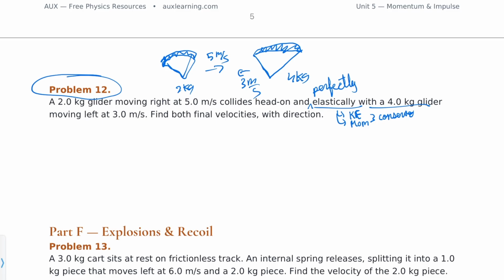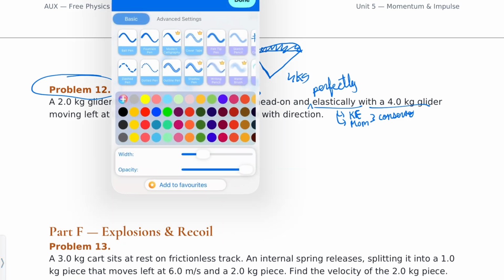So let's find the total momentum of the system first. 2 times 5, right? So 2 kgs times 5 meter per second plus 4 kgs times negative 3 meter per second, right? It's going in the opposite direction, is equal to, well, that's just 10 minus 12 or negative 2 Newton seconds. So that's our momentum initial, right? So our momentum final must be the same as that.